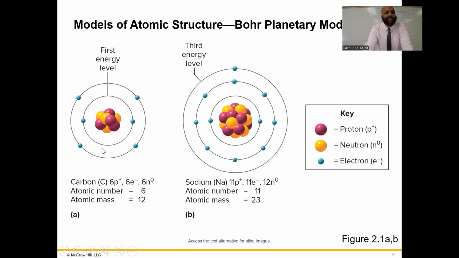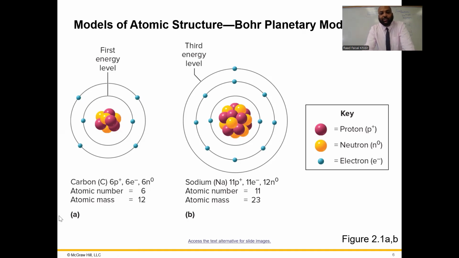That's how it always is. Not always, but for most stable atoms, you will always have the same number of protons and electrons. They all are equal. Does that make sense? Yes.